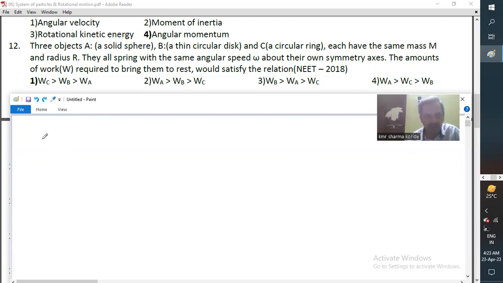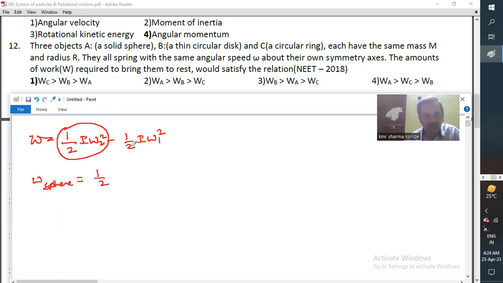Work done means it is the change in the rotational kinetic energy. So work done is equal to half I omega 2 square minus half I omega 1 square. They mentioned that coming to rest means the final term does not exist. Anyhow, the angular speed decreases. So first let us discuss the case of the sphere.